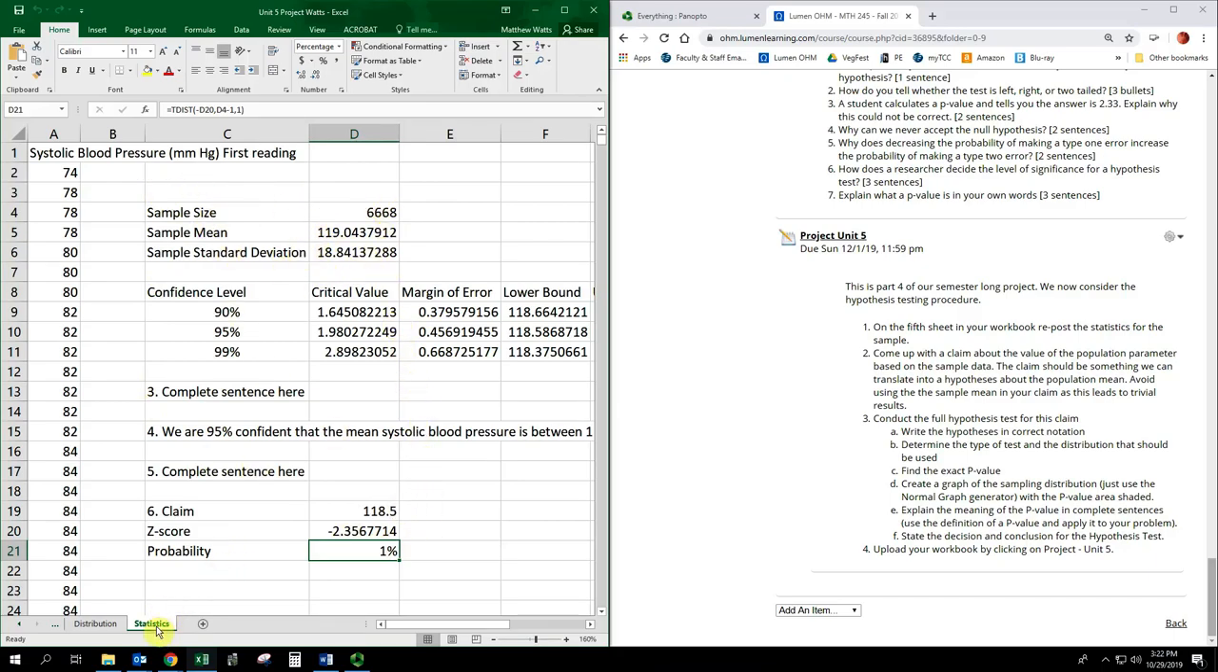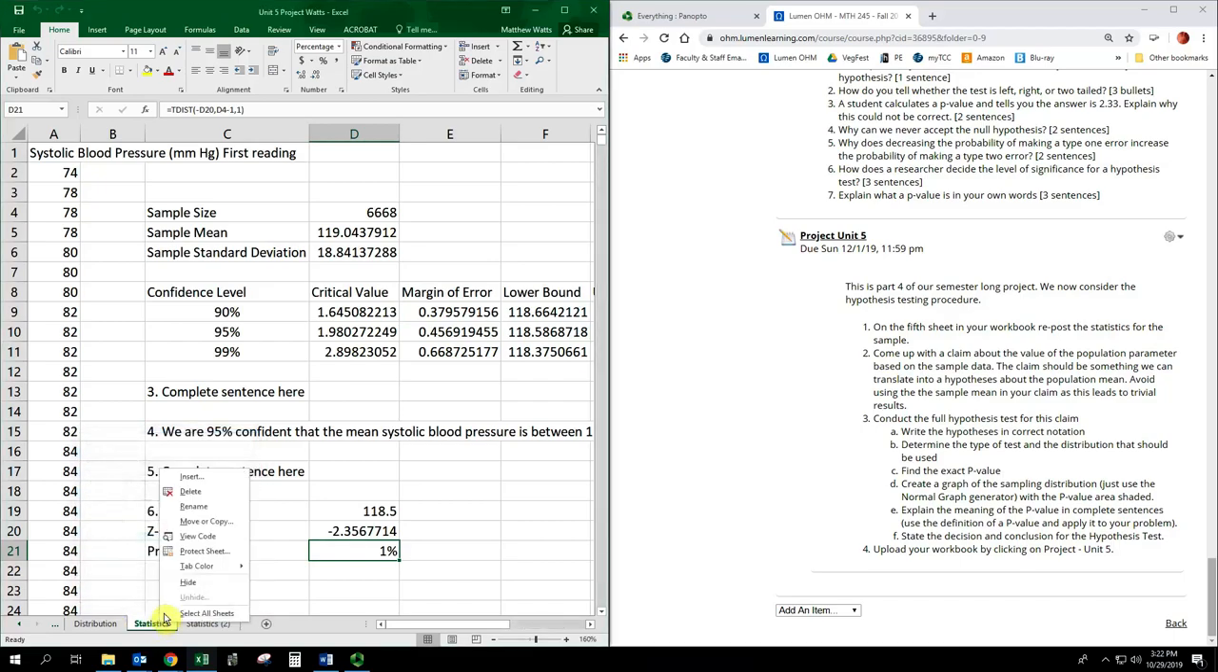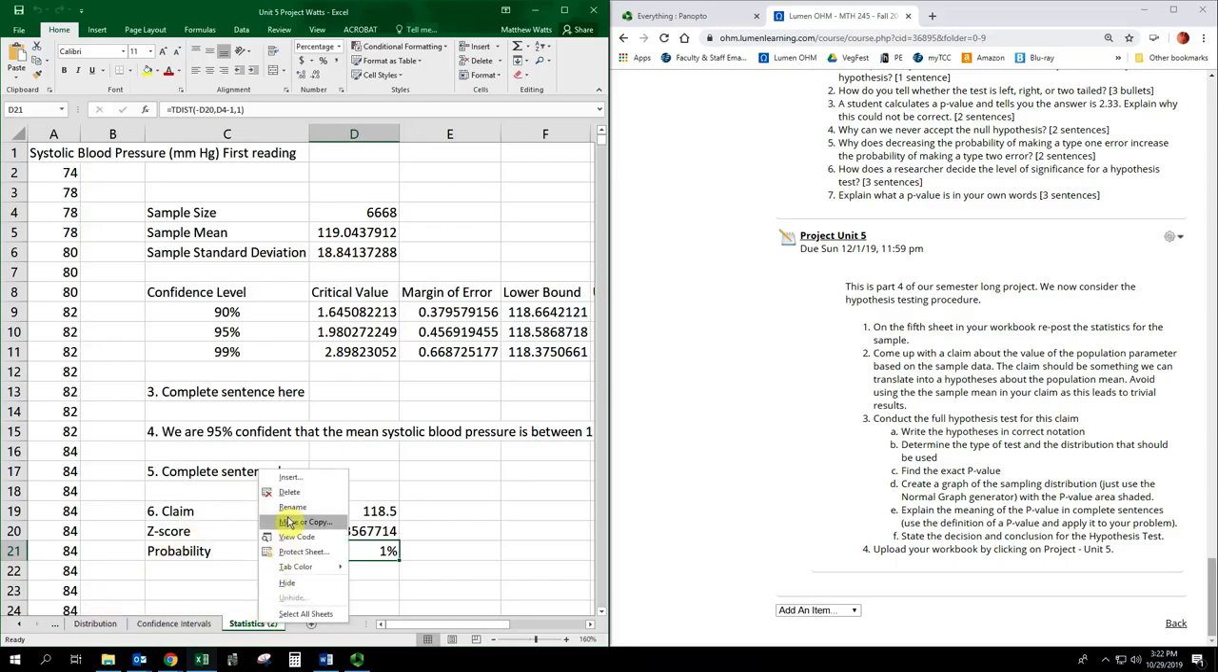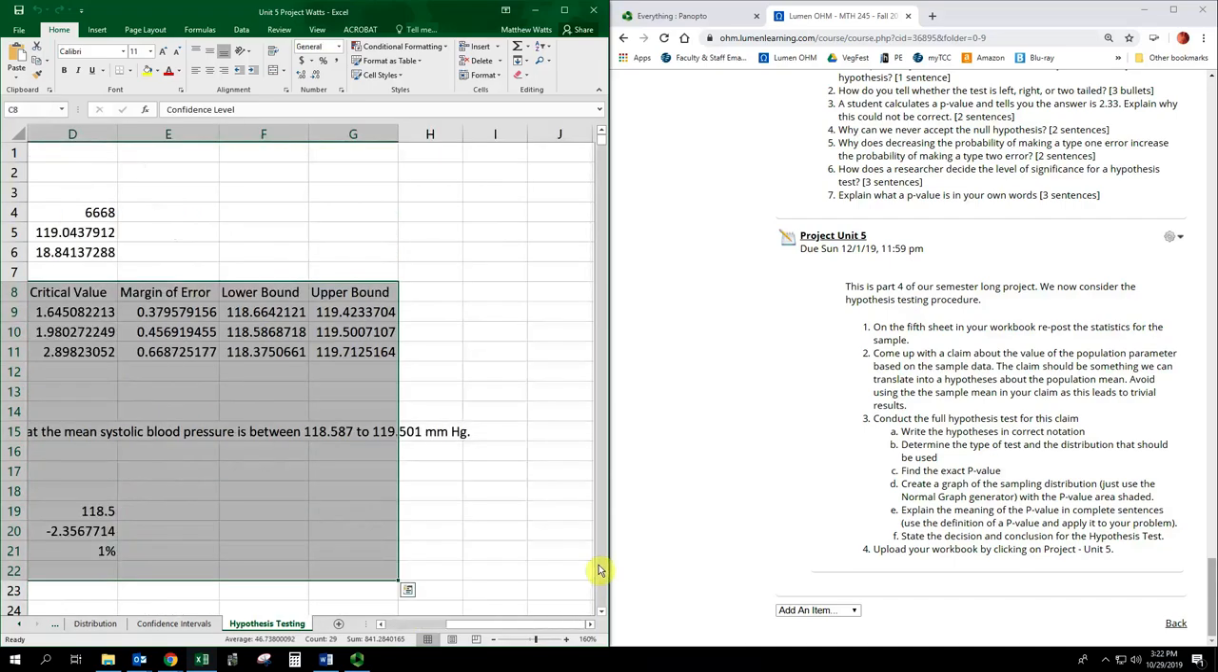So what I recommend doing is to make a copy of that sheet, and then let's call the one we made before confidence intervals, and then let's make the new one hypothesis testing. And then we can just get rid of all this stuff on confidence intervals that we don't need.